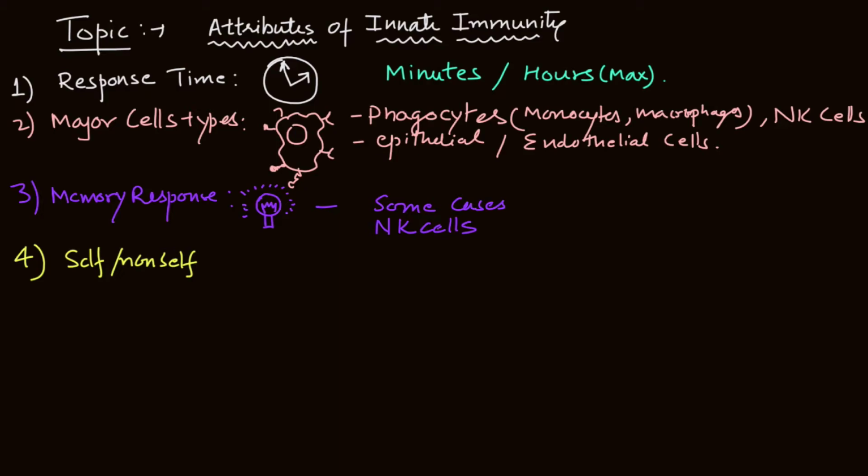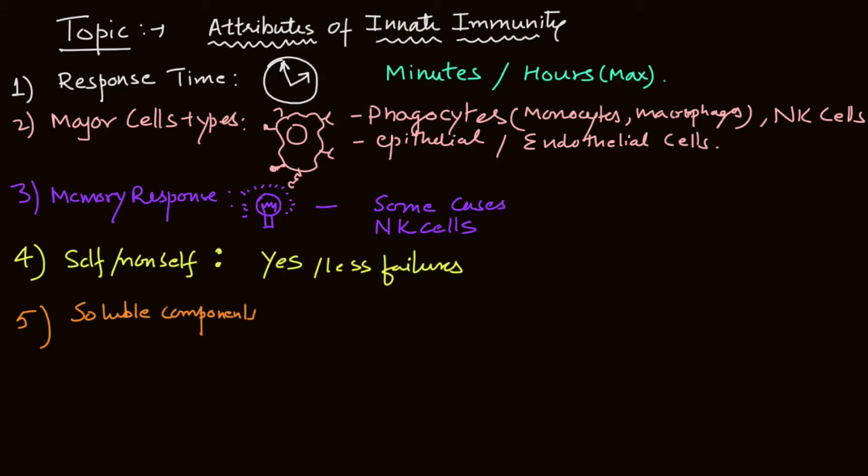Fourth, self versus non-self. What is the difference between the self and the non-self in case of innate immune system? So the answer is yes, it can differentiate between self and the non-self component of the immune system. So there is less failure in this case. But in case of adaptive system, you have more chances of failure.